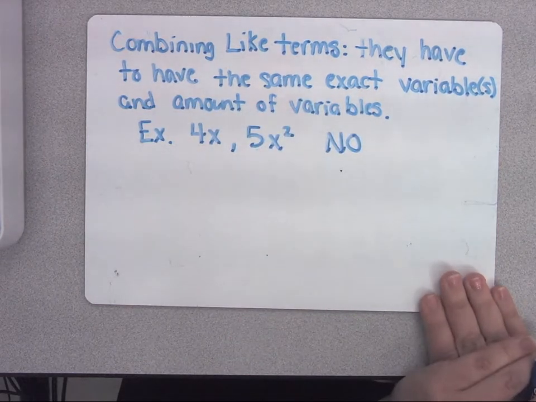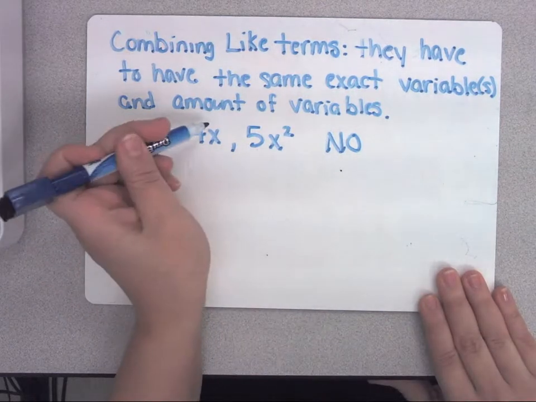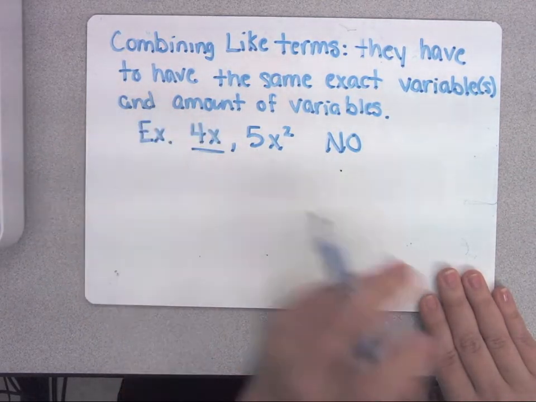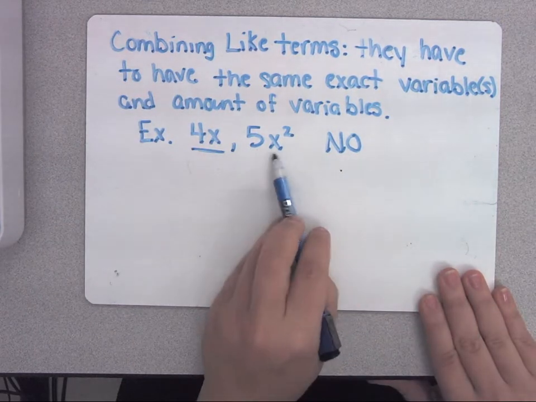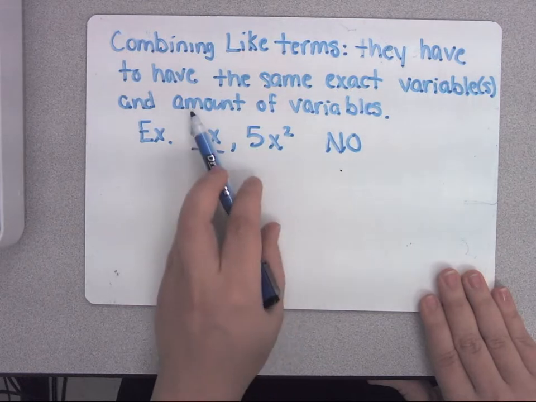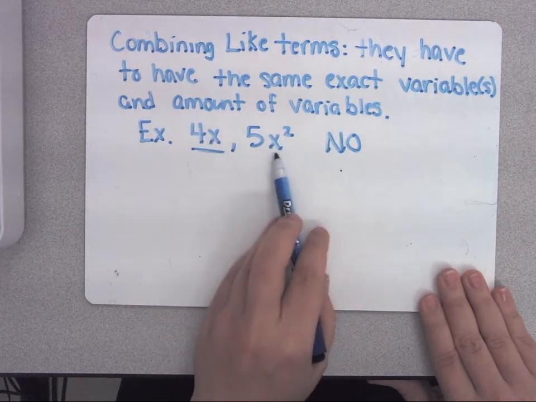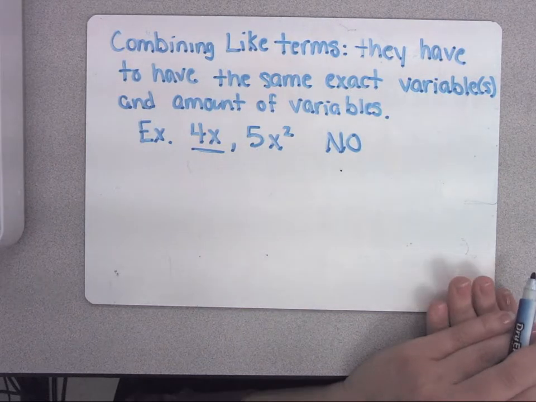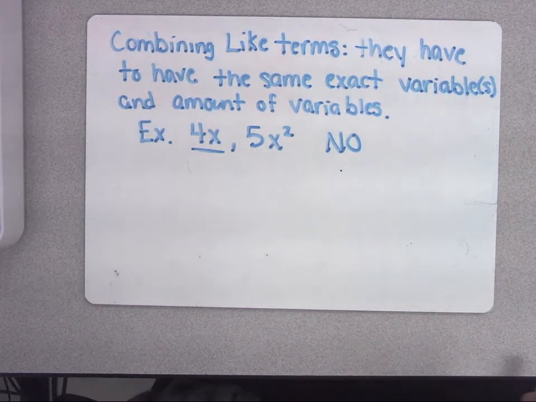No, they're not like terms. Why? How many x's does this guy have? He only has one x, x to the first power. You just don't see the 1 there. This guy, how many x's does he have? 2. Since they're not the same amount of variables, ending part of our definition, they are not like terms. And we want like terms so we can combine them, which means we want to add or subtract them. These are basic operations, okay?